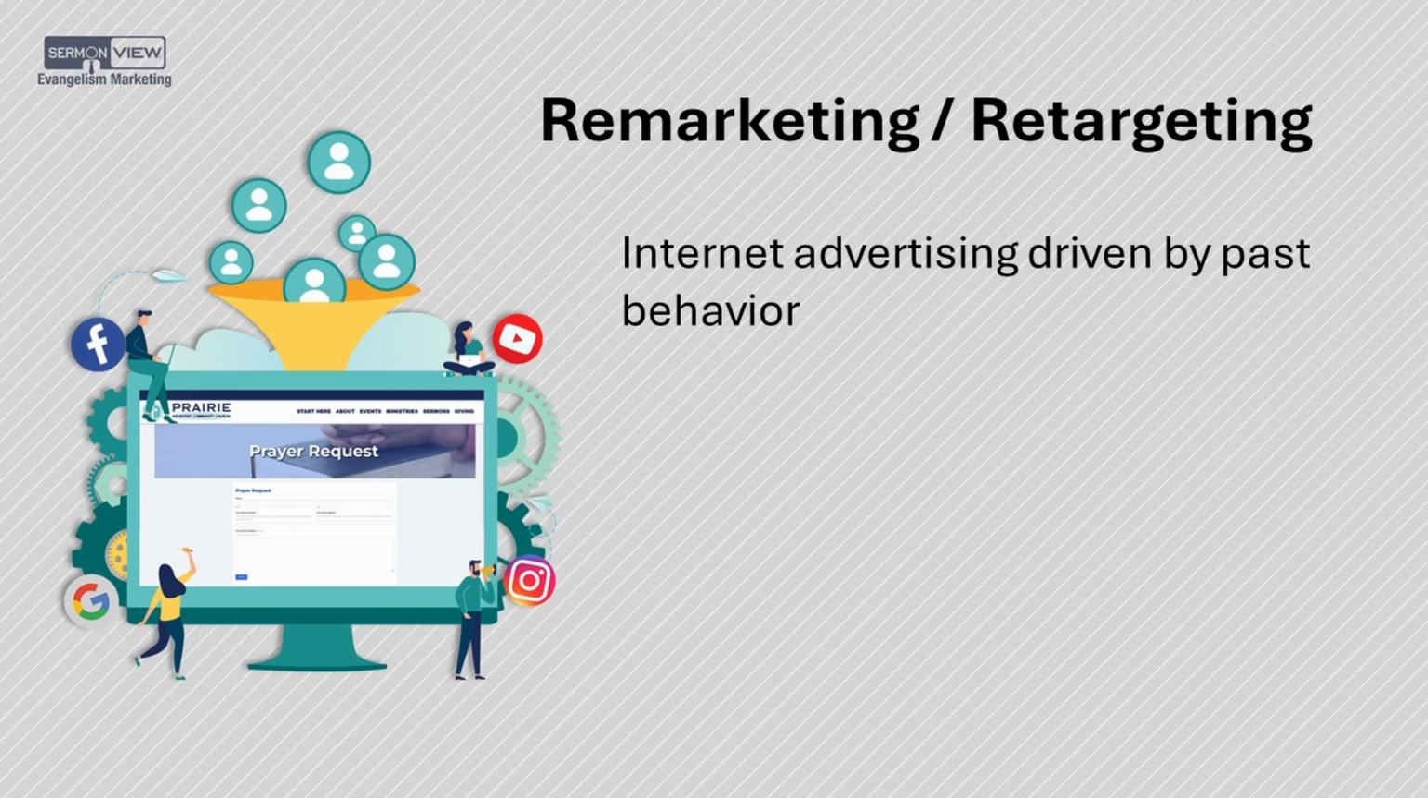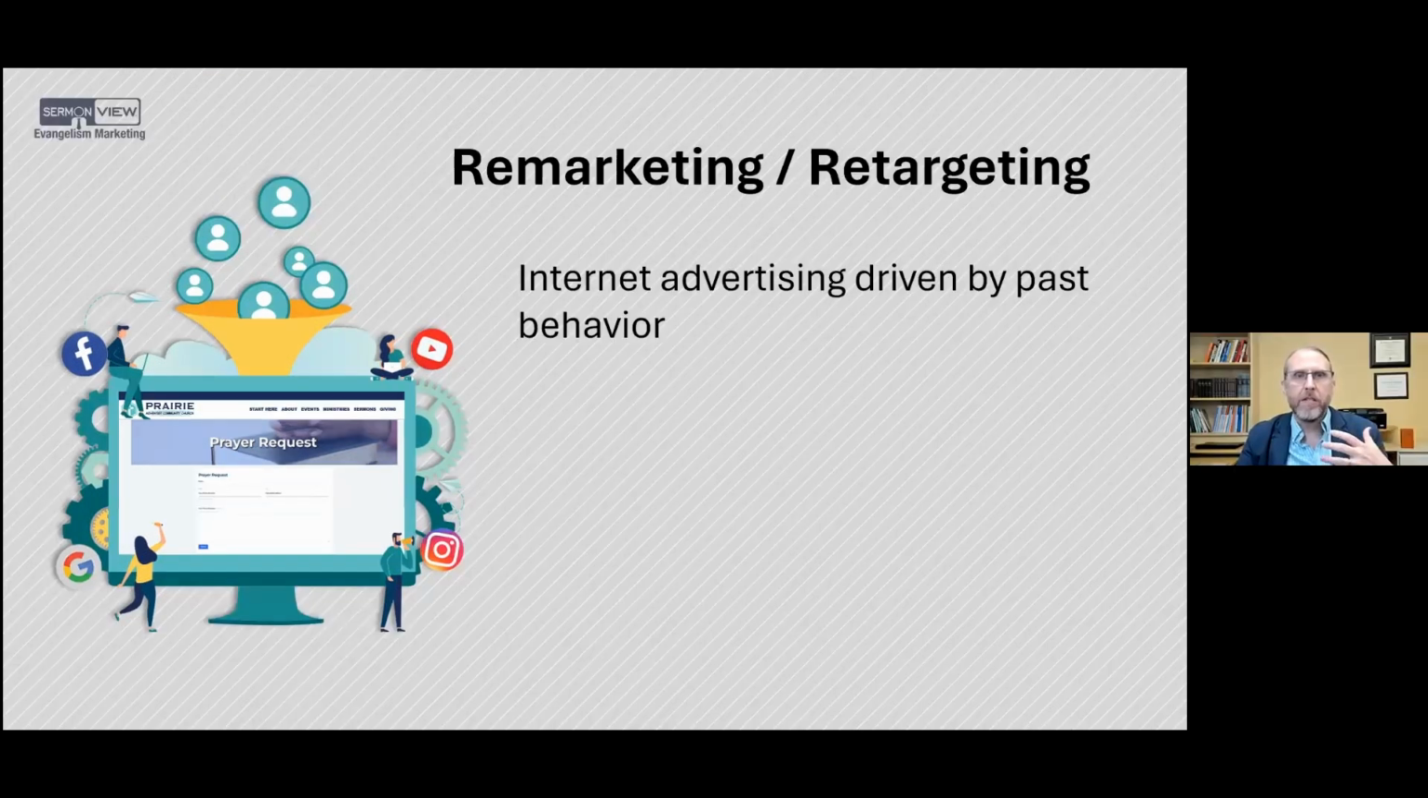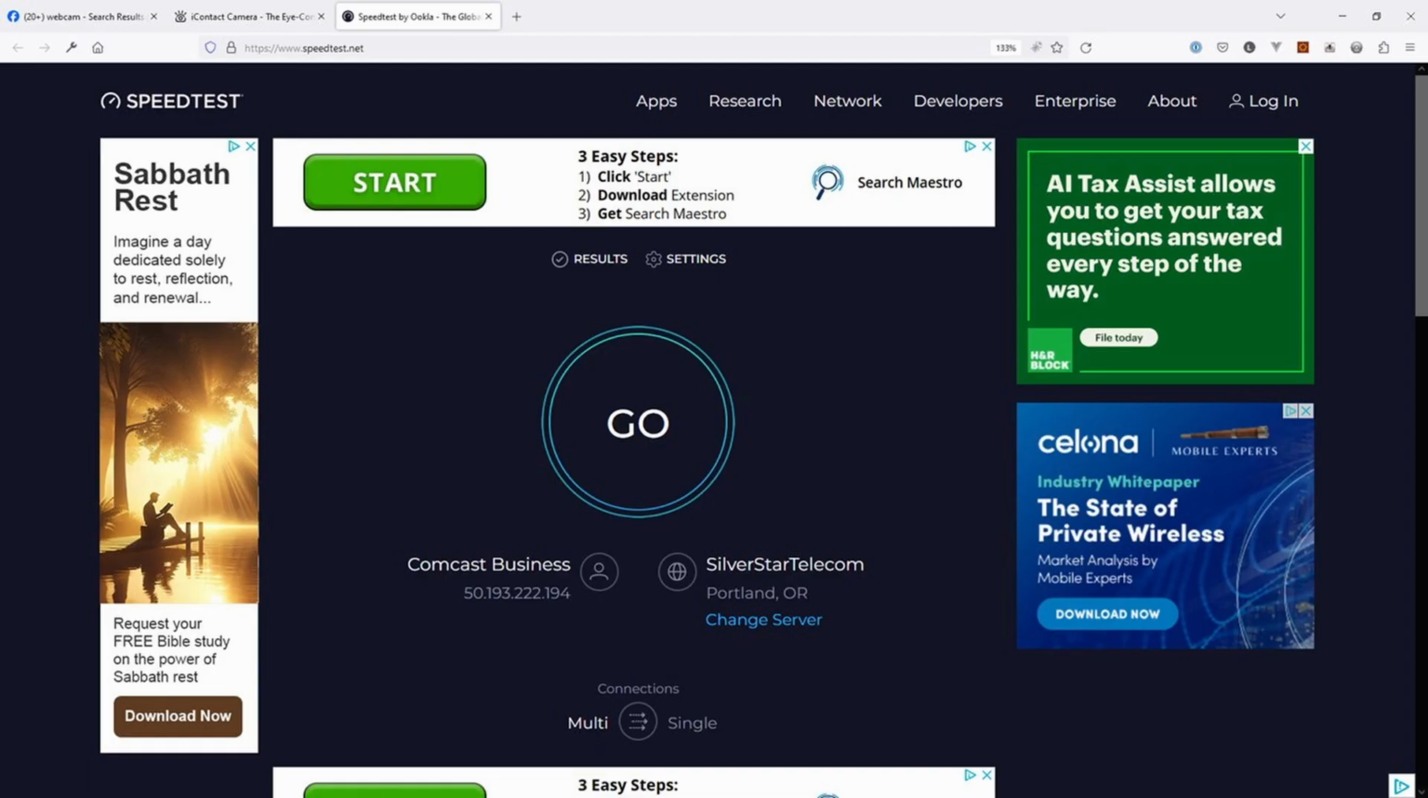If they came to your webpage but didn't take the action that you wanted, you can use what's called remarketing or retargeting to place ads on the internet that they will see. And this is internet advertising that's driven by a user's past behavior. So for example, if they came to the page, but they didn't complete the form, and then a few days later, they went to speedtest.net, you can place a remarketing ad there to remind them.